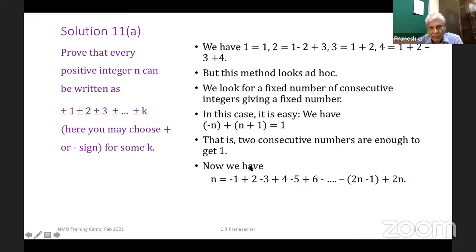Therefore, n equals minus 1 plus 2, that is 1 pair, that gives 1. Minus 3 plus 4, that gives another 1. Minus 5 plus 6, that gives another 1, and so on. And how long should you go? Until 2n, because this last pair also will give you 1. So there are n ones here, and you will get n. So it's an easy problem.